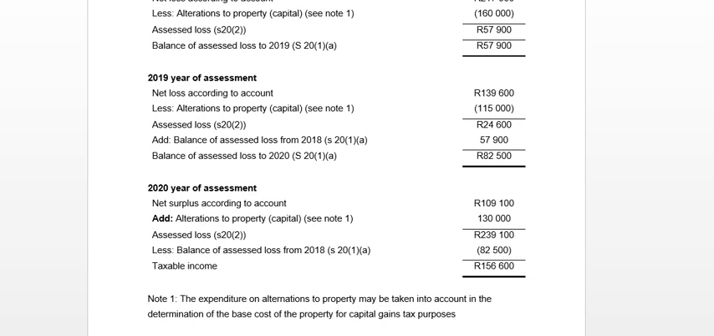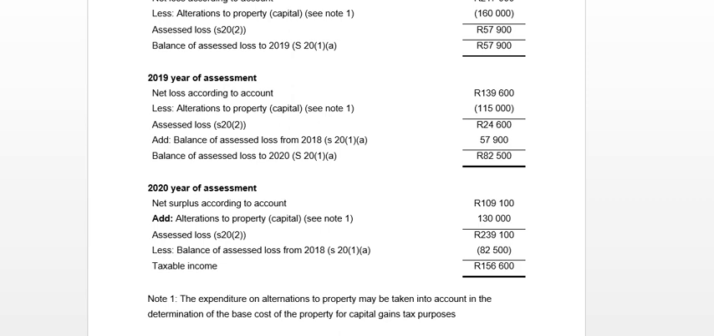and that we're going to now carry over to the next year. So for 2019, we had a loss of 139,600. Add back from that, we can subtract the alterations to property, because it's of a capital nature. It's improvements that you made. It's not replacements. If it was replacements, then it was allowed, but improvements are of a capital nature. So our assessed loss is 24,600. We need to add back the loss we made from the previous year of 57,900. So our balance of assessed loss carried to 2020 is then 82,500.